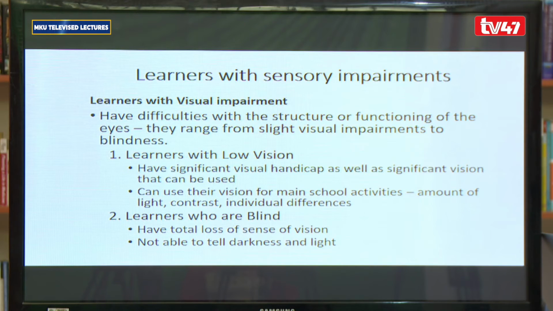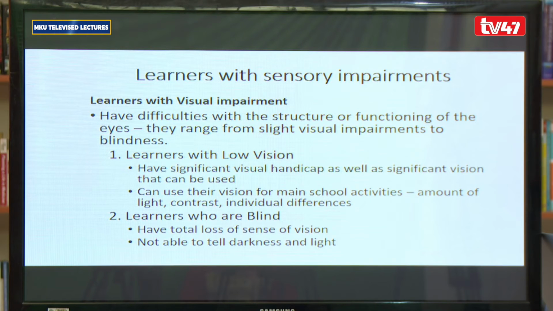But we say they have low vision because they are able to see a bit, but they are not able to see within the normal range. They can use their vision for main school activities, depending on the amount of light, the contrast of the lighting in the room, again, individual differences, and the level of the visual loss.